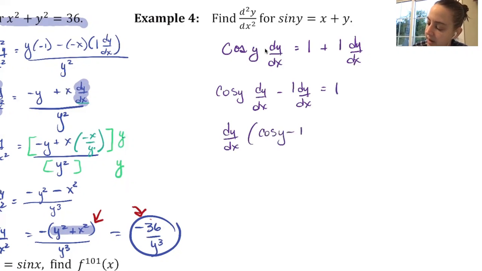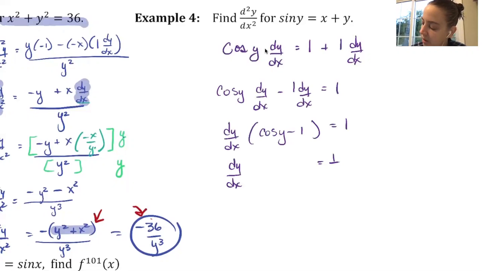Cosine of y minus 1 is equal to 1. dy/dx is equal to 1 over cosine of y minus 1. Now, if you had moved your dy/dx terms to the right and moved that 1 to the left, you would have the same derivative that I do, but all your signs would be opposite. So you'd have a negative 1 over negative cosine y plus 1. That's okay. As long as all the signs are the same or they're all different, you're fine. So there's our first derivative.